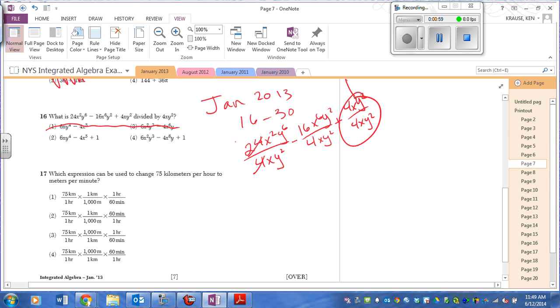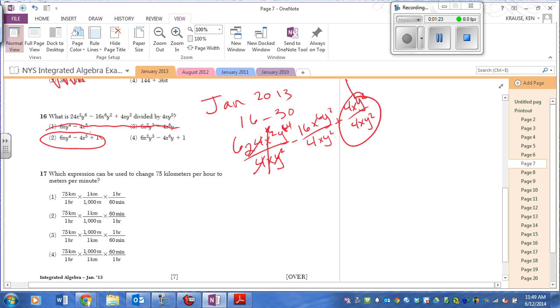4 goes into 24 6 times. They have the same amount of x's. This will give us 4 more y's. So 6 y to the 4th. There's only one x in the bottom, so this is an x. So 6x y to the 4th.